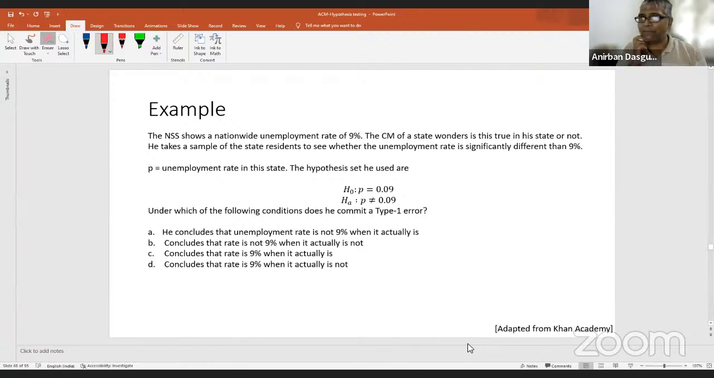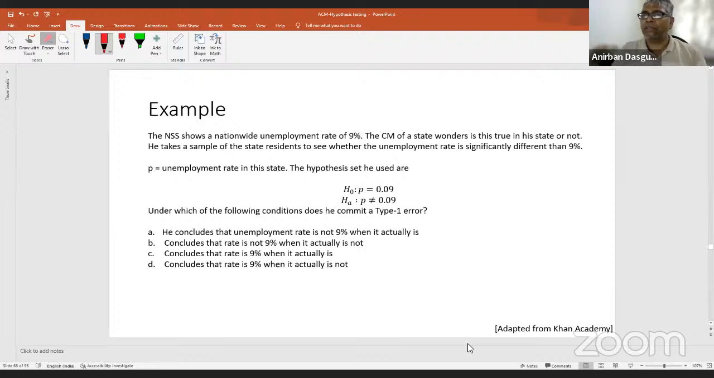Let's do a couple of examples before we finish. Suppose the National Sample Survey shows a nationwide unemployment of 9%. The CM of a state wonders if this is true in his state or not. He takes a sample of the state residents to see whether the unemployment rate is significantly different than 9%. Supposing P is the unemployment rate in the state, this is the hypothesis set that is being used: H0 says that P equals 0.09 versus HA says that P is not equal to 0.09.